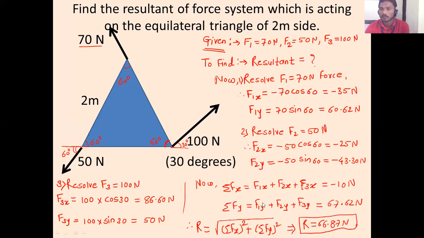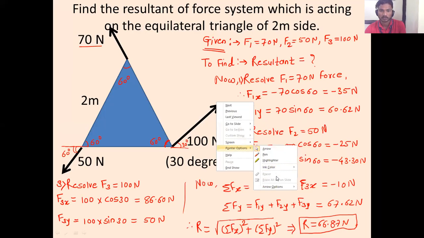Summation fx. What is the value? Summation fx: minus 35 plus minus 25 plus 86.60. So this value goes wrong. What is the actual value? 26.6.